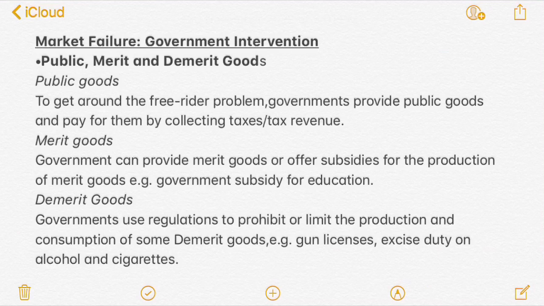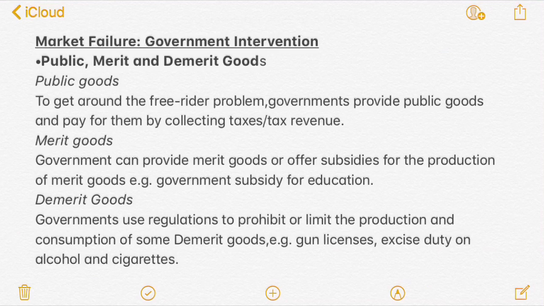means that to get around the free rider problem, governments provide public goods and pay for them by collecting taxes, or tax revenue. So the public goods are public because the government pays for them through tax.